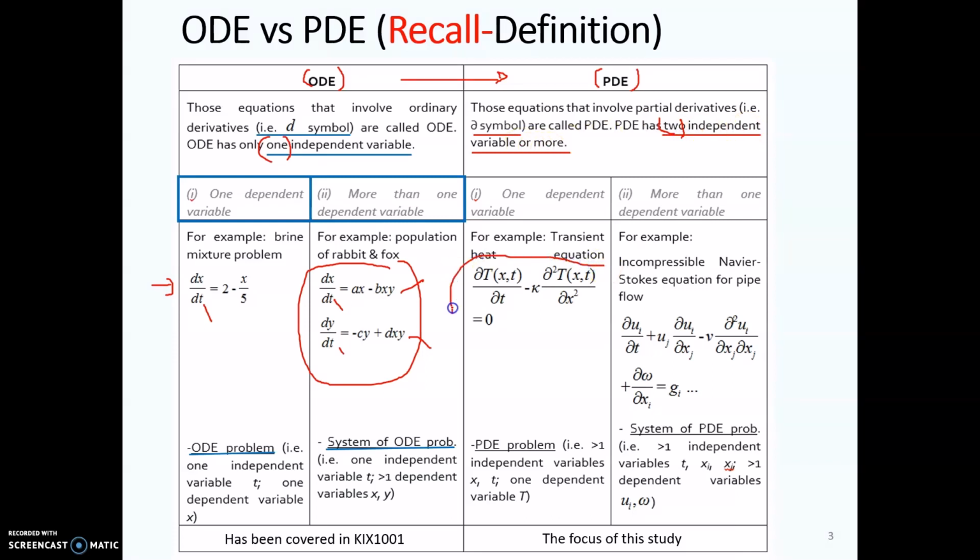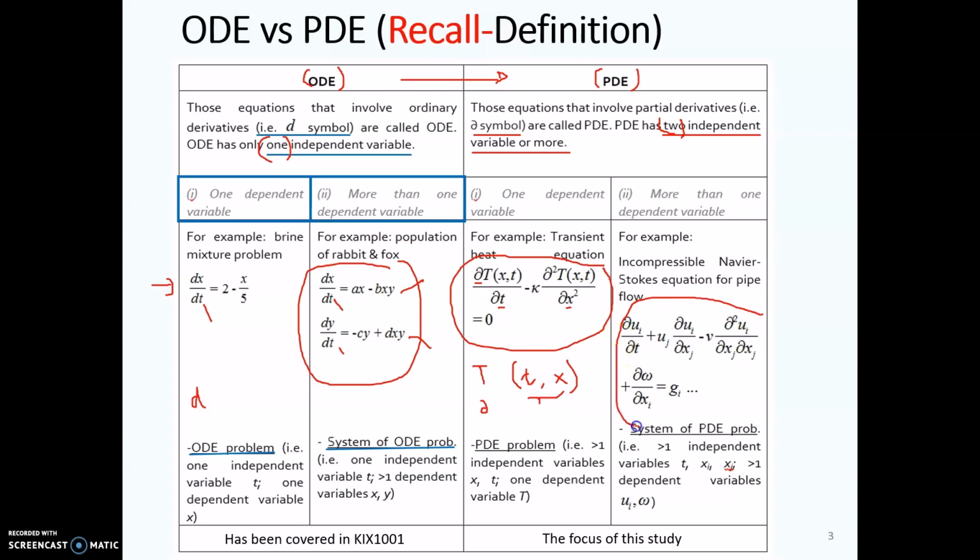For example, in this case, you have the independent variables t and x here, and you want to find the solution for the temperature with respect to the time and space. Since you have more than one independent variable, this is known as PDE. And you see we differentiate the PDE and ODE by using the curved delta symbol here. So this is called the partial derivative. And d here is just the derivative.